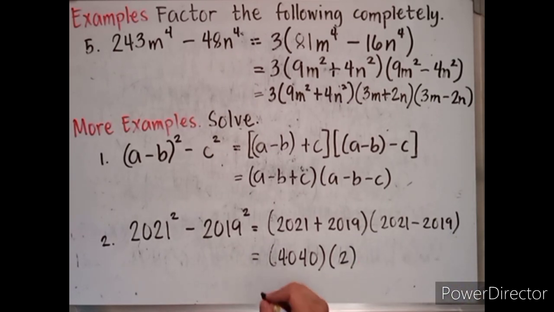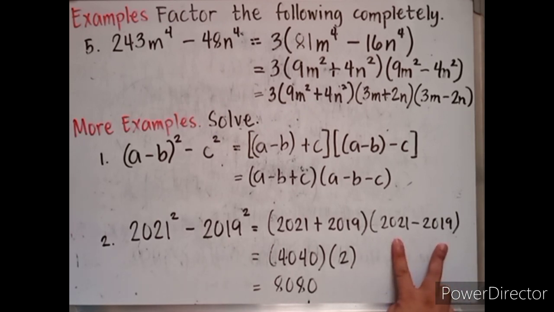Pumultiply na lang natin to. So napakadali lang pala niya. So we have now 4040 times 2, that is 8080. So ginamitan lang ng factoring, liliit pala to. So, ang liit na lang pang multiply natin. Okay ba?